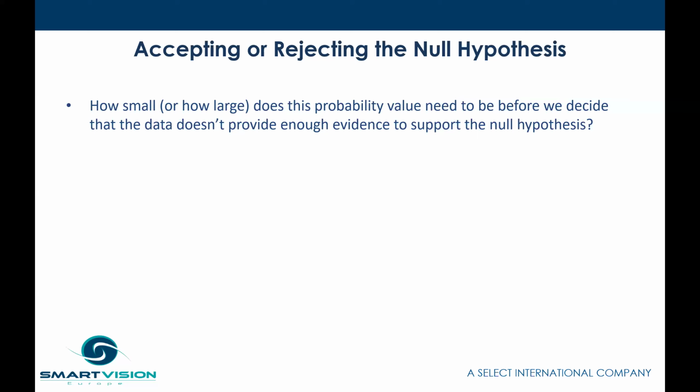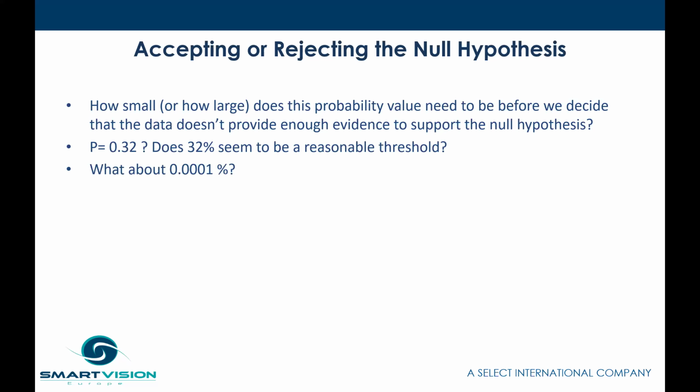And at that point, we need to say to ourselves, well, how small or how large does this probability value need to be before we decide that the data doesn't provide enough evidence to support a null hypothesis? Should we set it at 0.32? Because that's 32%. Does 32% seem to be a reasonable threshold? But about 0.00001, that's like 1 in 10,000, something like that. Is that too strict? Clearly, we have to have some threshold. We have to draw a line in the sand where we say if it's less than that, we don't think the evidence supports the null hypothesis. And if it's more than that, we don't think there's enough evidence to reject the null hypothesis.